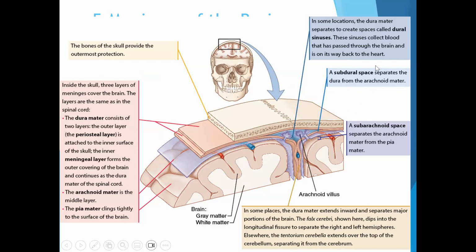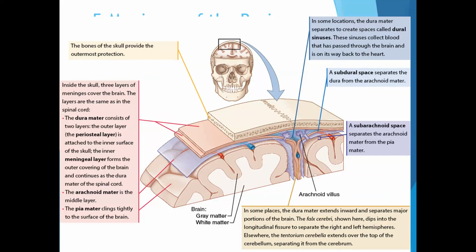So within the dura mater, there's some spaces at times. And so these are known as sinuses. And this is so blood can pass and kind of space for vessels and all that stuff to run back to the heart. We have our subdural space. Remember, that's the space between the dura and the arachnoid mater. And then we have the subarachnoid space, which is our space between the arachnoid mater and the pia mater.